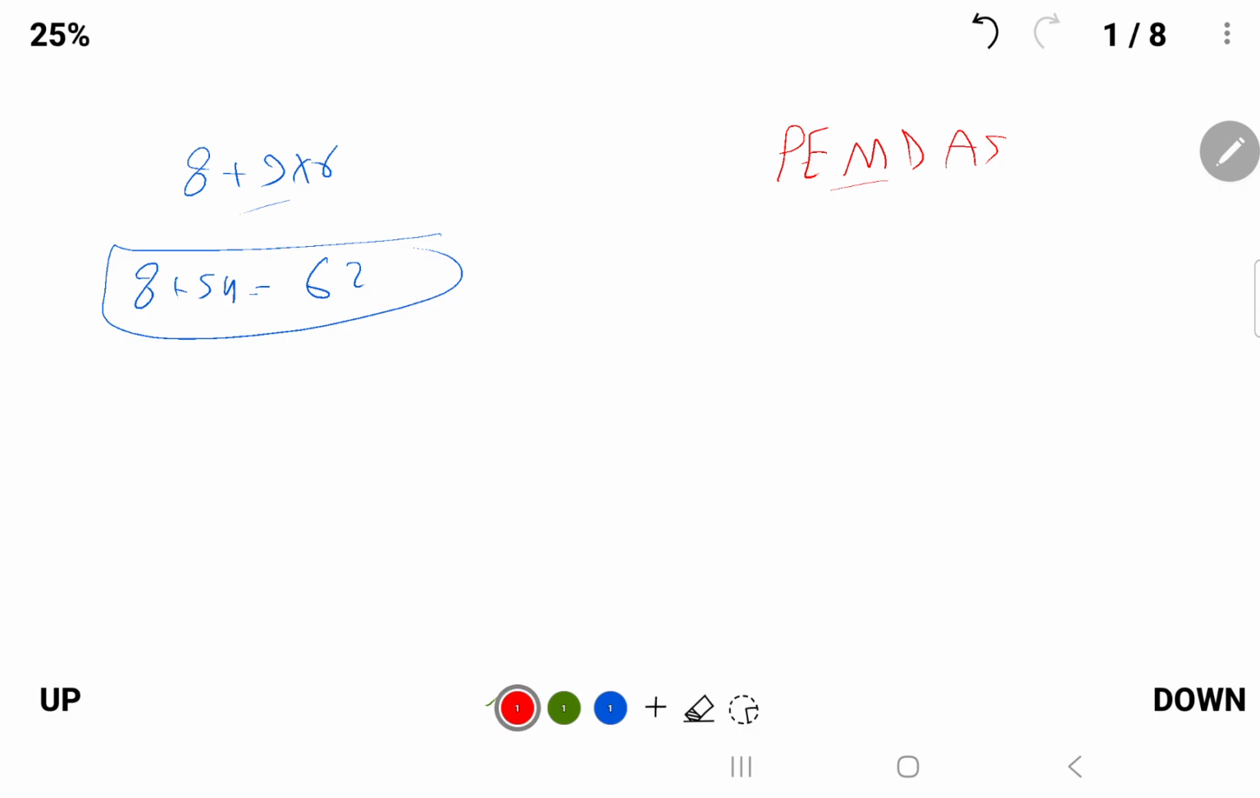Now another example, say you have 16 minus 14 divided by 2. Now also here you have division, and division has more priority than subtraction. So first we divide 14 divided by 2, which is equal 7, and 16 minus 7 is equal 9. So this is the answer.